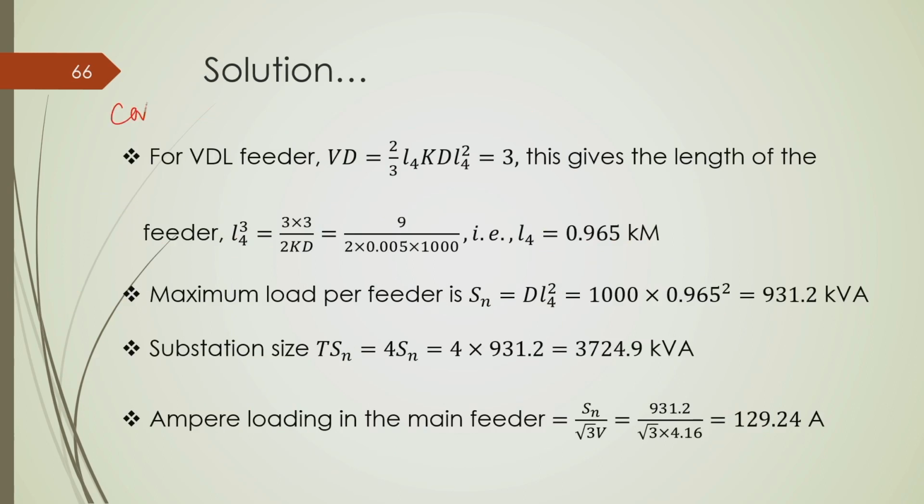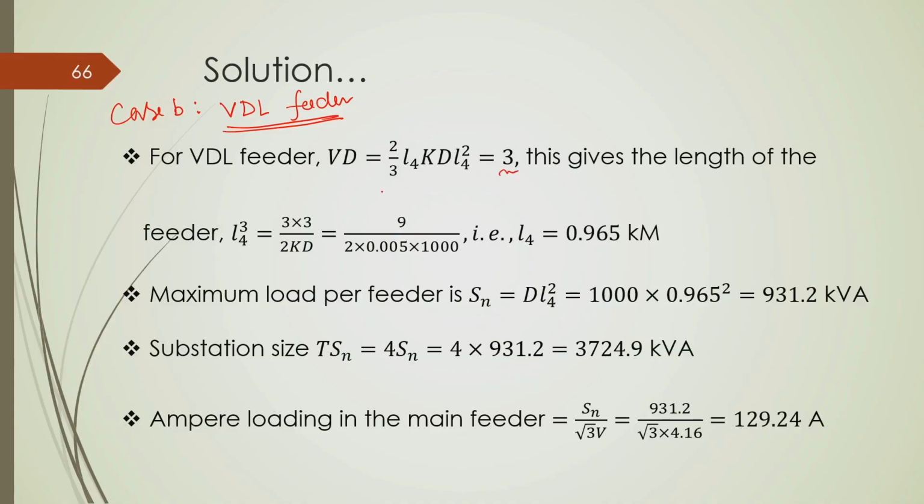Now, in case B, we have the VDL feeder, the voltage drop limited feeder, where the voltage drop of the feeder is limited to a given percentage. So, we put the expression of voltage drop. Here K is known to us, D is also known to us, so the only unknown quantity is the length of the feeder, L_4. We can find the value of L_4 from these known quantities, and it comes out to be 0.965 kilometer. This gives the maximum load per feeder, which is D multiplied by the area served by the particular feeder, L_4 squared, and that comes out to be 931.2 kVA.